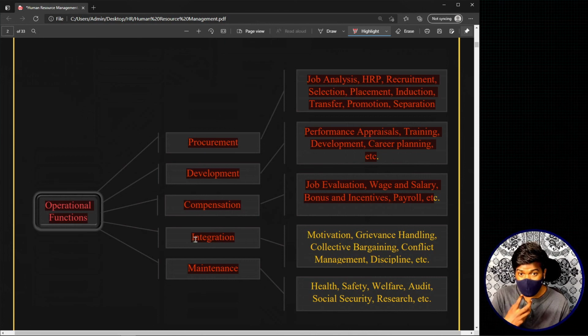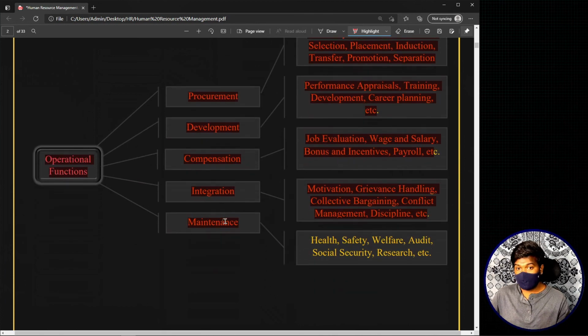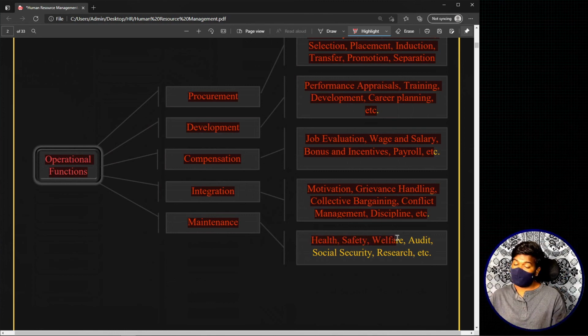Now, when we talk about the integration function, we are talking about the motivational levels, the relations and all these things, like motivation, grievance handling, collective bargaining, conflict management, discipline, etc. Okay, now, while talking about the maintenance part, that means when we say that maintenance is also one of the functions of human resource management, we are saying that yes, we also do maintenance while trying to manage the human resource in an organization through many different things, like looking after the health, safety, welfare measures, audit, social security, research, etc.